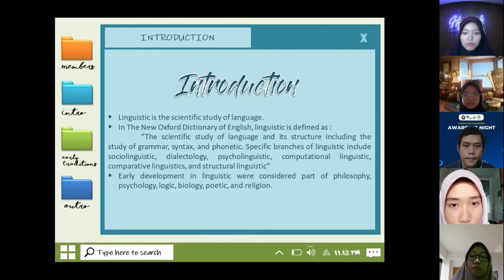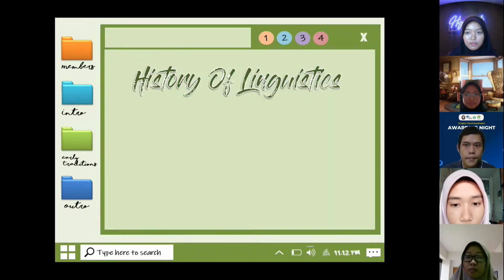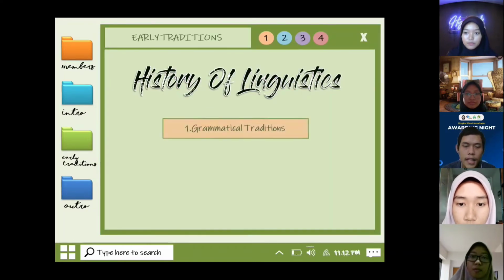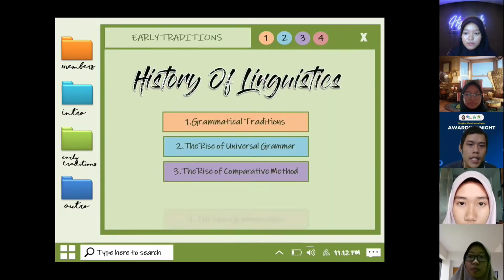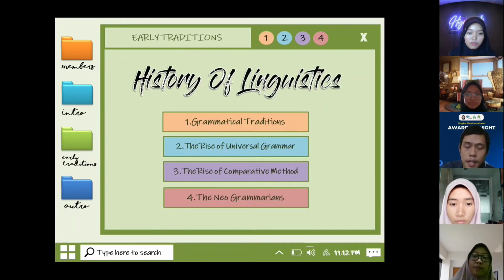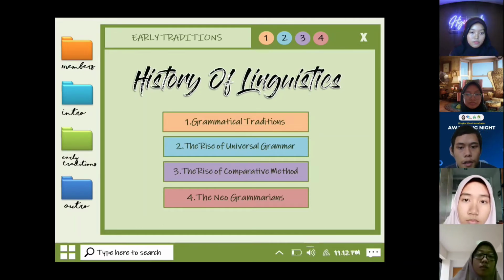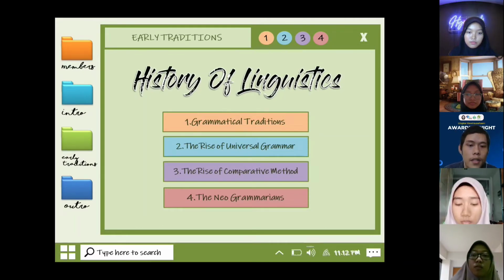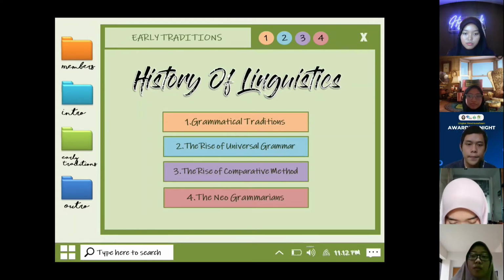And the next slide will be presented by Ahmad Falah. Thank you very much, Rika. And the next is the history of linguistics. There are four. The first is the grammatical tradition. Second is the rise of universal grammar, and then the rise of the comparative method and the Neo-Grammarians.